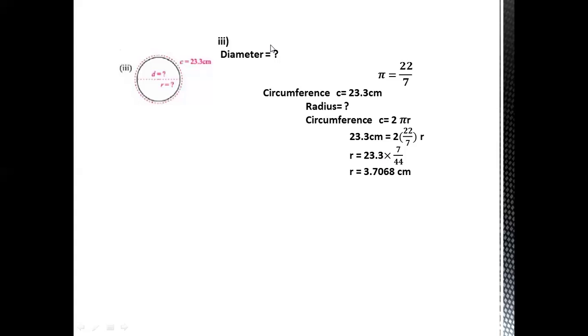Radius we found. Now easily we can find the diameter. Diameter is 2r, and the r value we already found. 2 multiplied by the value of the radius, so we get the diameter value 7.4 centimeter. Clear? I hope you understand it.